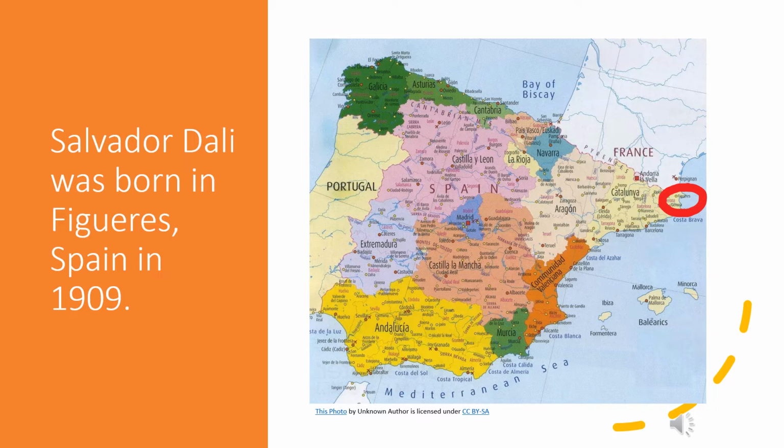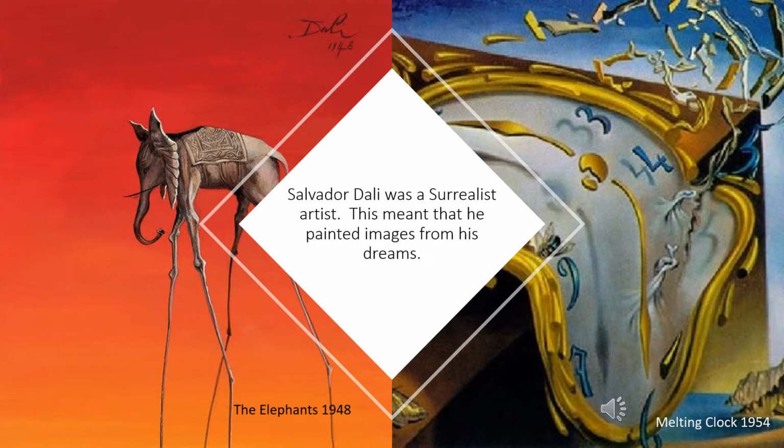Salvador Dali was born in Figueres, Spain in 1909. Can you see where that is on the map? It has a little red circle around it. Salvador Dali was a surrealist artist. This meant that he painted images from his dreams. He had a very active imagination.